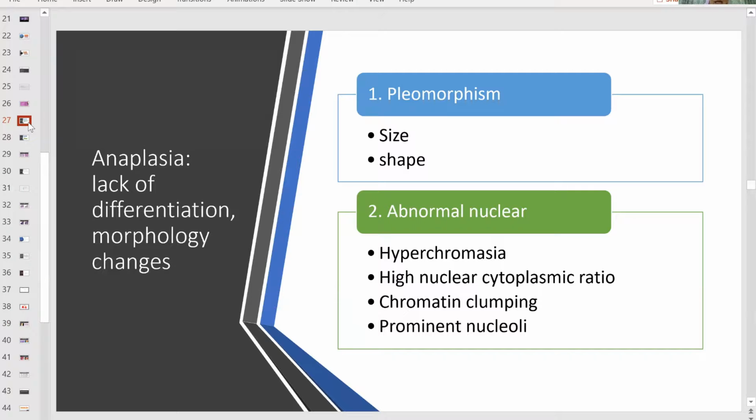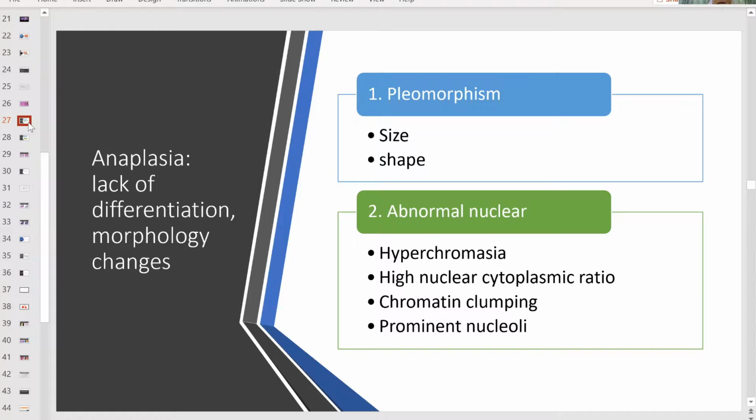Anaplasia is a sign of malignancy. Anaplasia occurs in malignant tumors. So when we see anaplasia, it's already malignant. Meaning even though you remove all the stimuli, it's already malignant, so you cannot do anything. Understand? Anaplasia is not a cellular adaptation to stress.